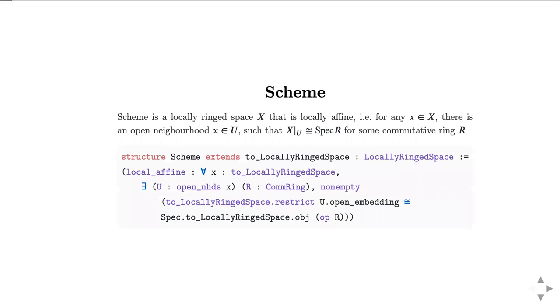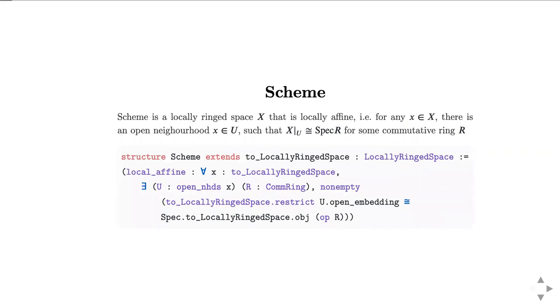So I hope everyone can hear me. Today's topic is to construct a scheme for every graded ring. Since we are constructing a scheme, we first need to learn what a scheme is.